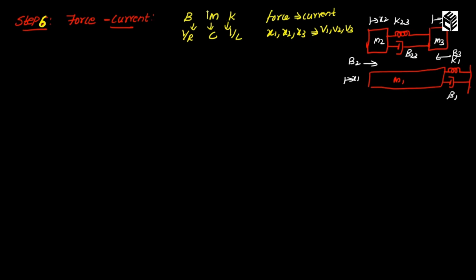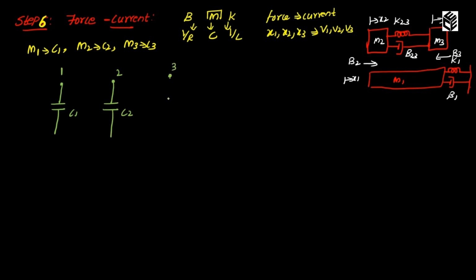Okay. So who is our main hero? Mass is our hero. So mass is replaced by capacitor. So M1 as C1, M2 as C2 and M3 as C3. I am going to draw all the 3 nodes. Node 1 as C1, so this is my one node, and this is my second node. My second node is C2, and this is my third node. My third node is C3. Okay. Voltage across first node is V1, second node is V2 and third node is V3.